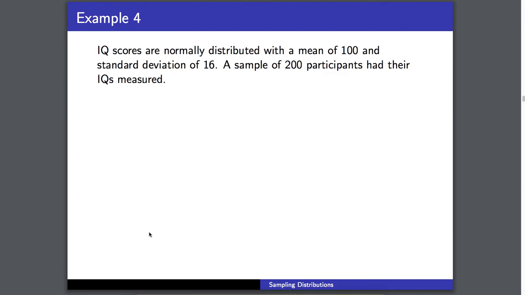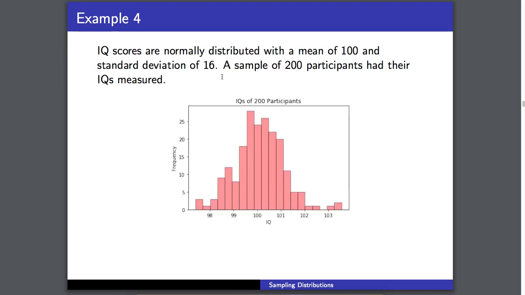All right, example 4. IQ scores are normally distributed with a mean of 100 and a standard deviation of about 16. A sample of 200 participants had their IQs measured. By the way, IQ scores just tell you how good you are at taking IQ tests, so don't put too much faith in them. Here are our 200 participants' IQs.